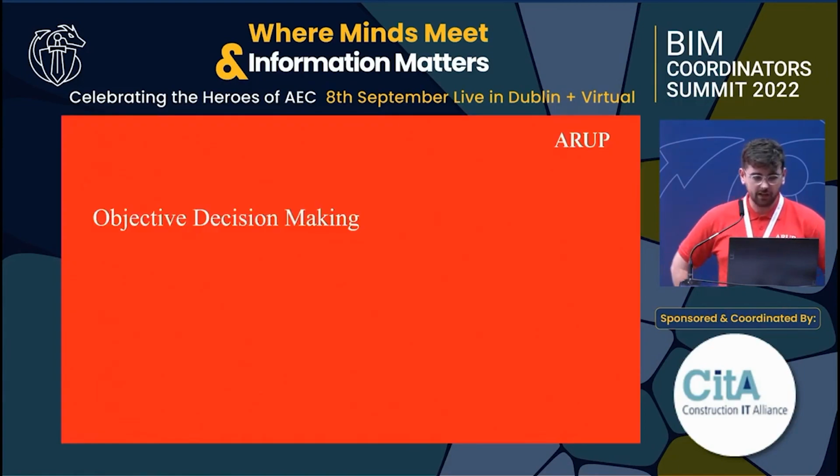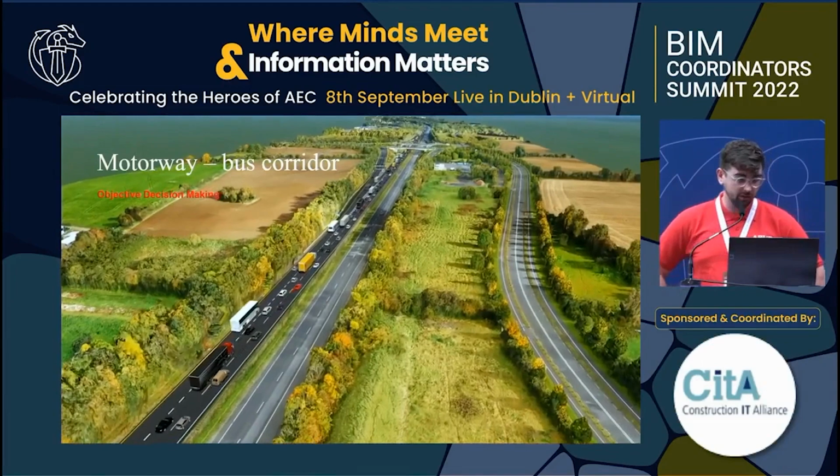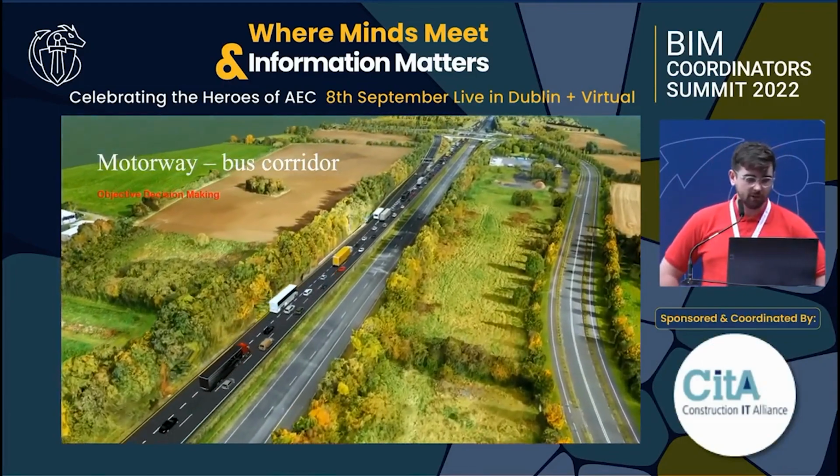And the next building block is objective decision making. So this is quite the opposite. So everything here needs to be 100% accurate, and it's for a public consultation and planning, and for design reviews as well. So this was a motorway bus corridor.